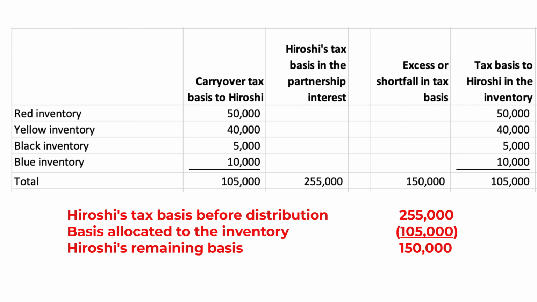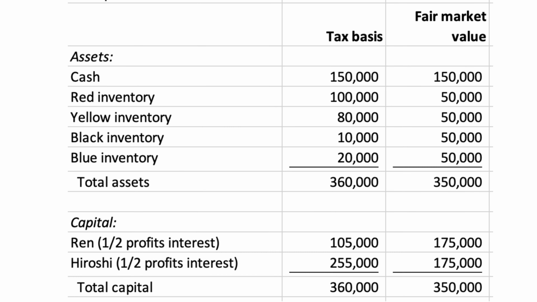If it is a liquidating partnership, then Hiroshi has a $150,000 capital loss. The remaining tax basis cannot attach to ordinary income assets. Let's do another example. This time, the partnership distributes $50,000 to each partner along with the red and yellow inventory to Wren and the black and blue inventory to Hiroshi.